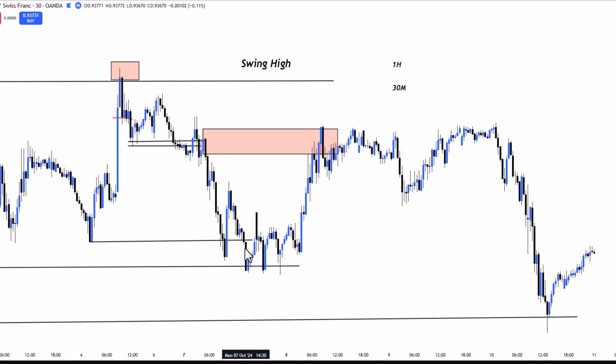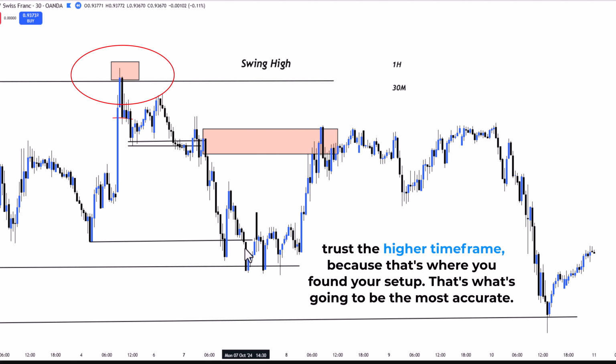If you spot an hourly swing point and a 5-minute candle rejects, don't worry too much because you might get another 5-minute candle that ends up closing the hourly bullish. But if you see an area like this, where the hourly failed to close above, yet a lower time frame did close above, trust the higher time frame, because that's where you found your setup. That's what's going to be the most accurate.